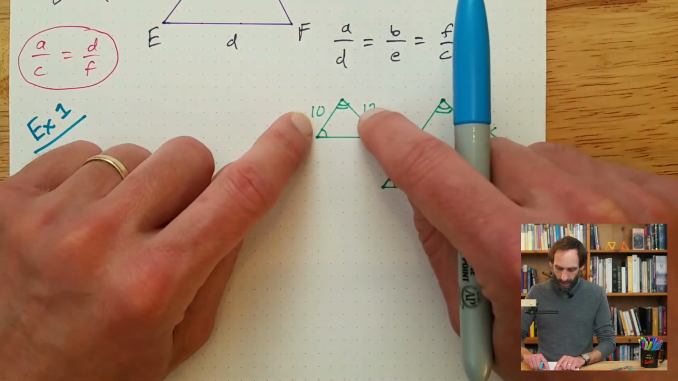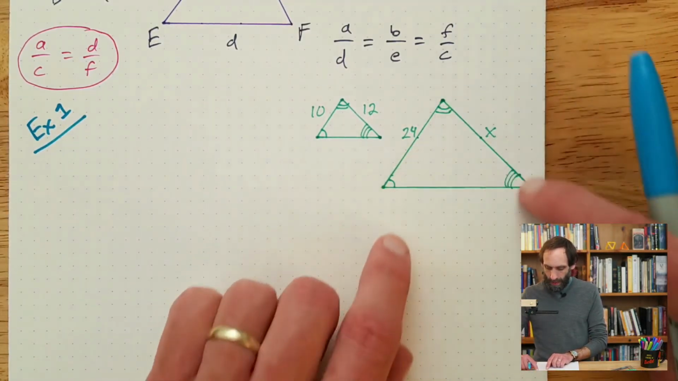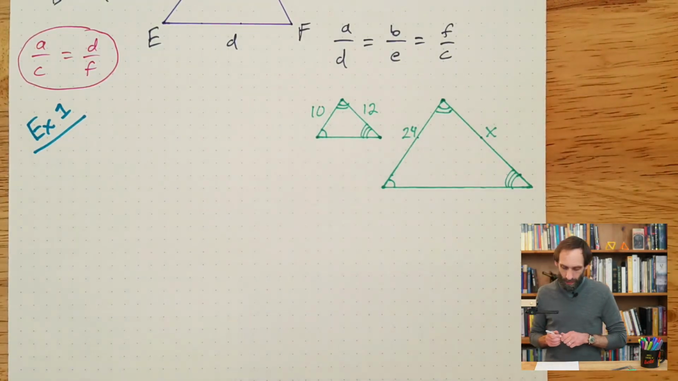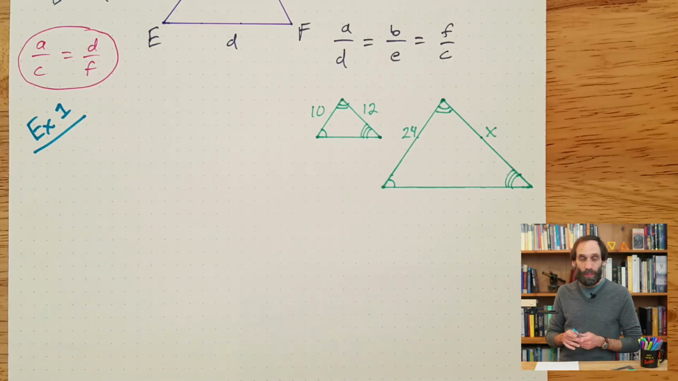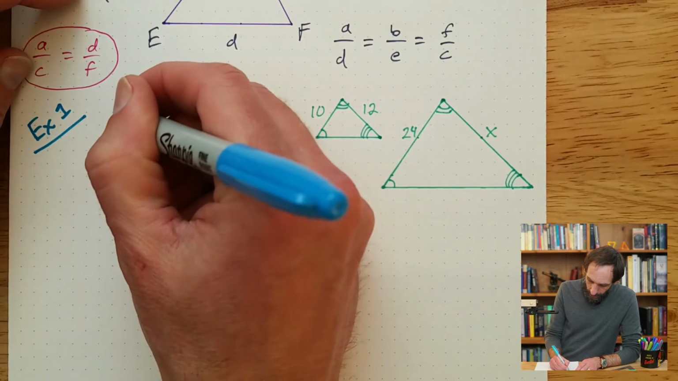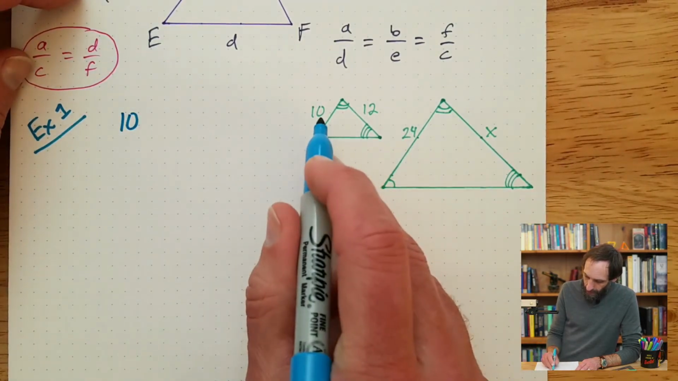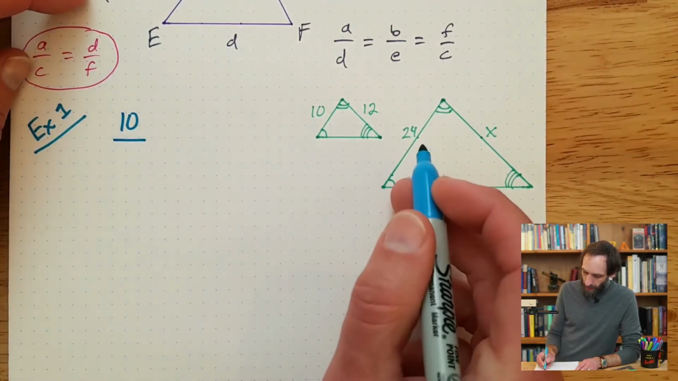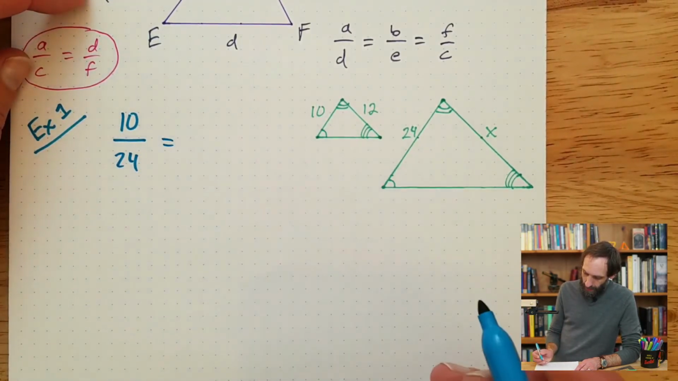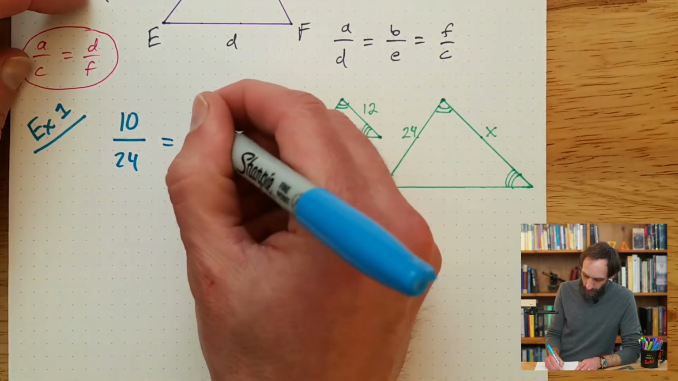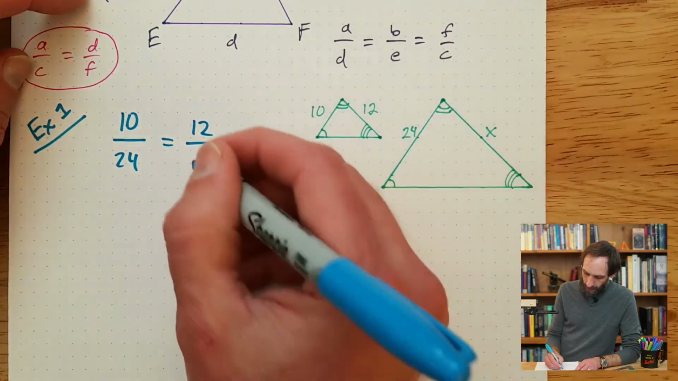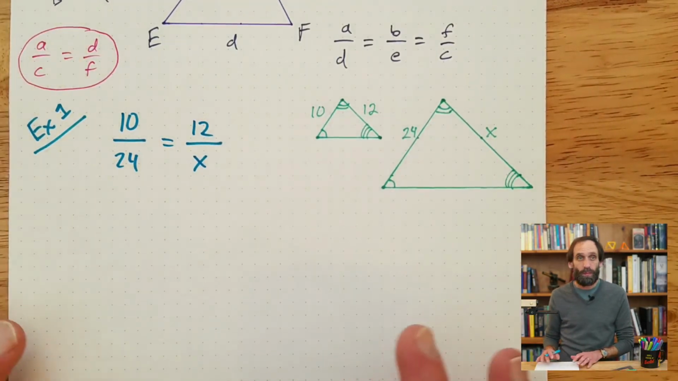So we're going to say that's 10, this is 12, this is 24, and then this length here is x. This is the thing that we want to find out. So we'll just set up our proportionality equation. So we can say, all right, the length 10 is proportional to the corresponding side, 24. And this is equal to this length 12 over the corresponding side, which will be x, the unknown.